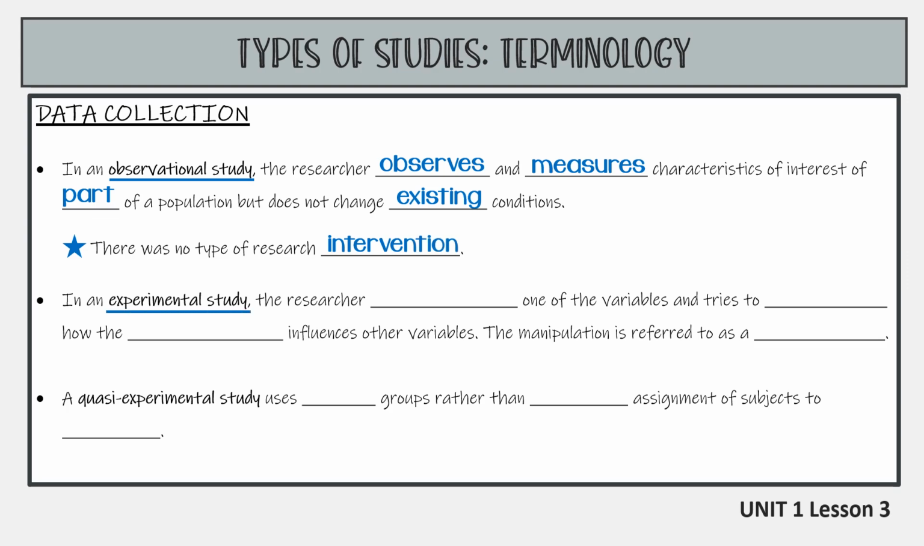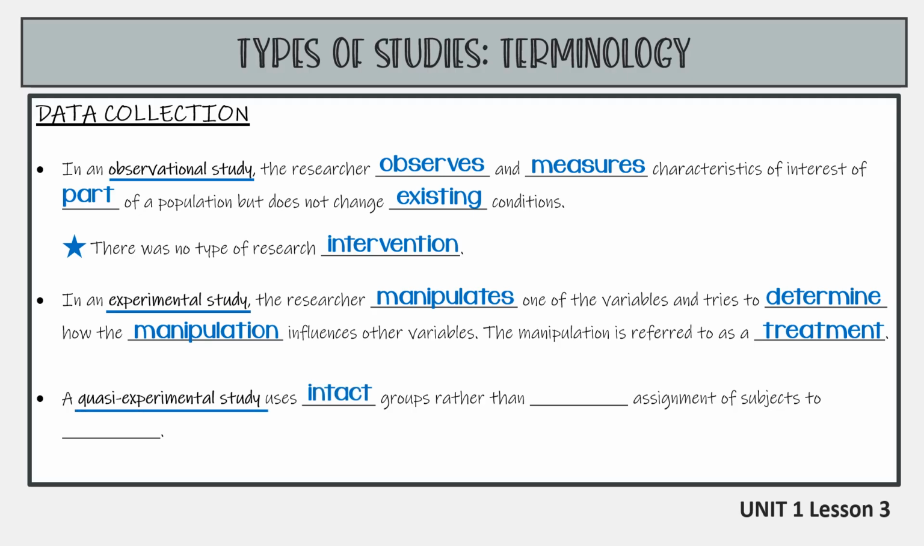In an experimental study, the researcher manipulates one of the variables and tries to determine how the manipulation influences other variables. The manipulation is referred to as a treatment. A quasi-experimental study uses intact groups rather than random assignment of subjects to groups.